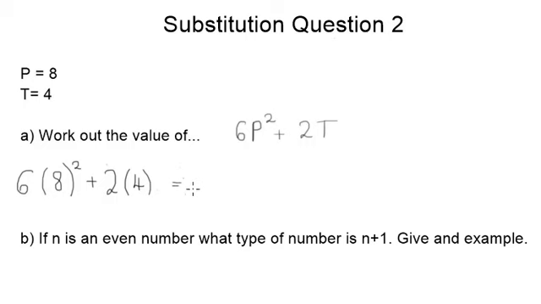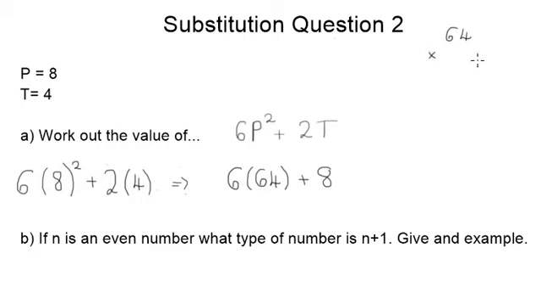So we know that 8 squared gives me 64. Double check that if you need to. So 6 times 64, I've just simplified this bracket here, plus 2 times 4, which gives me 8. Okay, now I've got the tricky part of doing 64 times by 6. So I'll do a little working up here just to make it a little more clear.